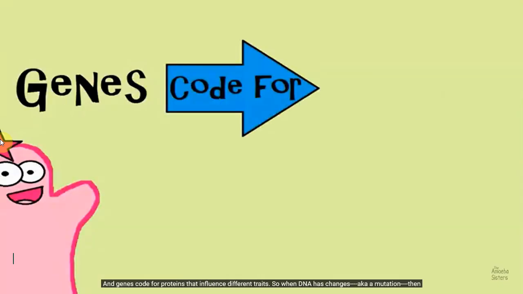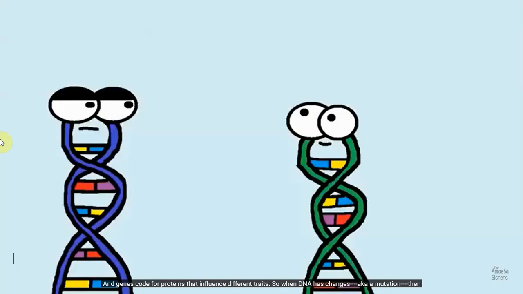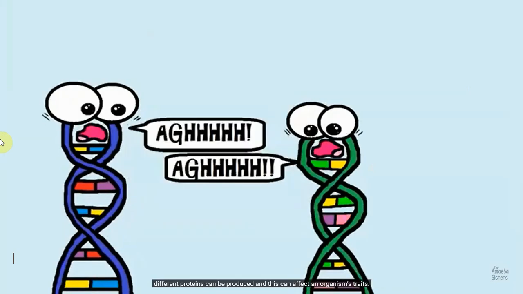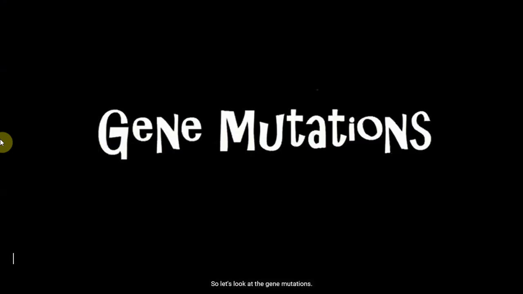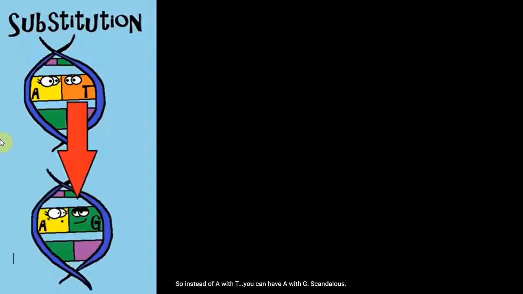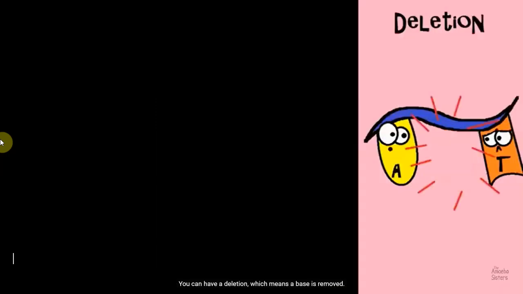So DNA makes up genes, and genes code for proteins that influence or make up different traits. So when DNA has changes, otherwise known as a mutation, then different proteins can be produced, and this can affect an organism's traits. So let's look at the gene mutations. So first, substitution. That means you have the wrong base matched. So instead of A with T, you could put A with G, scandalous. You can have insertion, that means an extra base is added in. You can have deletion, that means a base is removed.